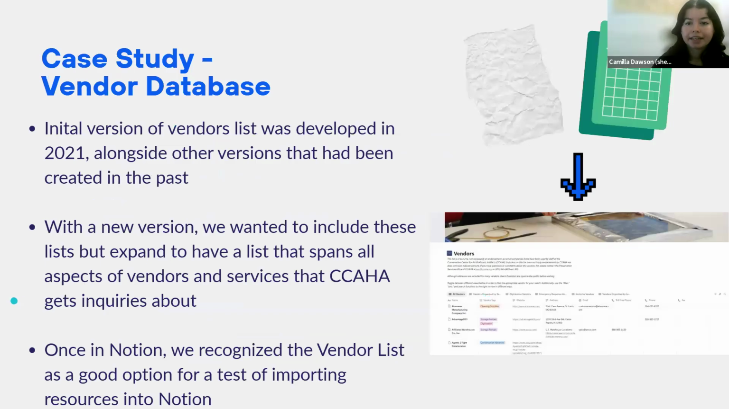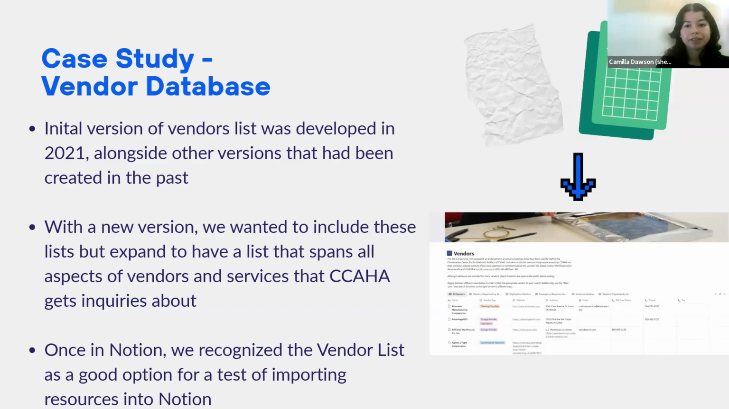So the first case study that I wanted to dive into is our vendor database. This was an existing resource that we transformed using Notion. It was initially launched as a public resource in March of 2021 as part of the Diversity in Collections Care Many Voices Colloquium and served to raise awareness, access, and support for businesses relevant to the preservation and conservation sectors that are BIPOC, LGBTQ, and women owned, as well as ones that offer sustainable products.